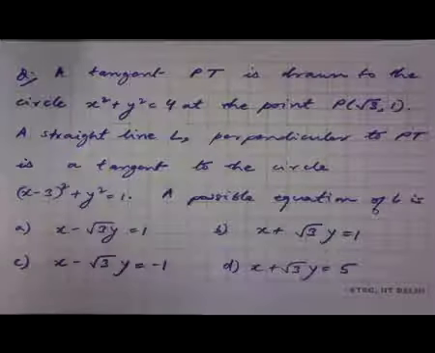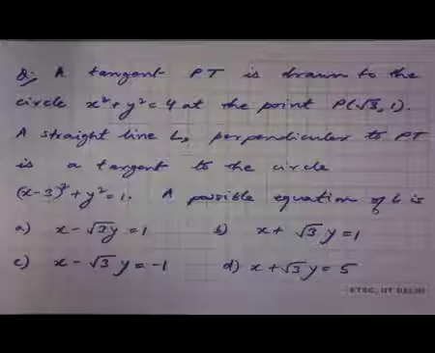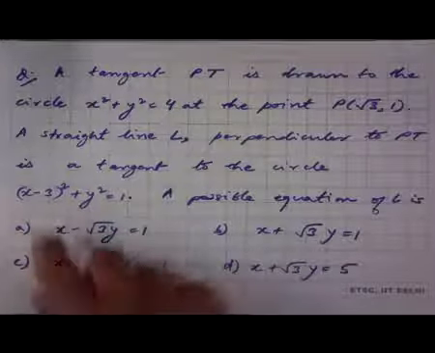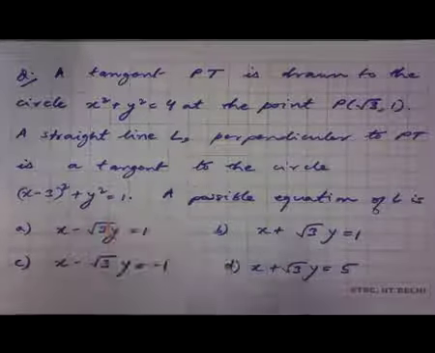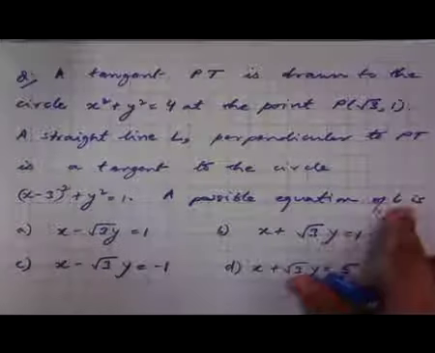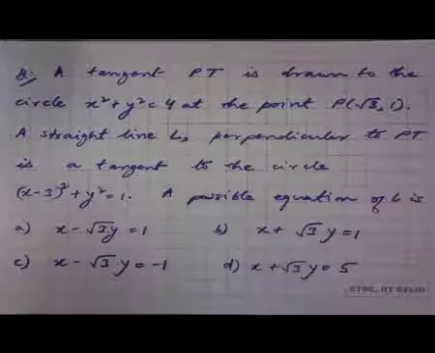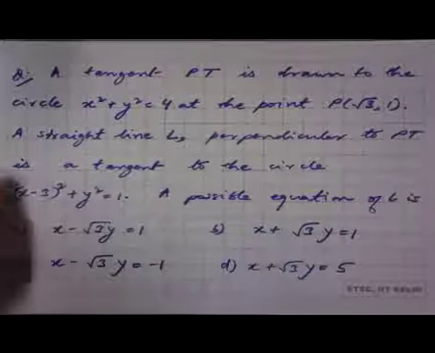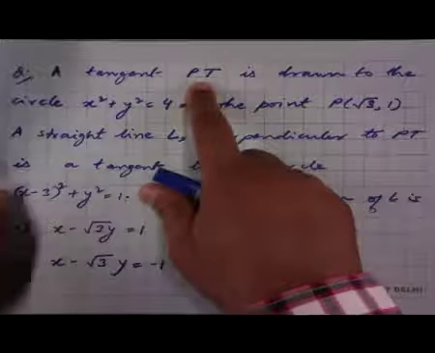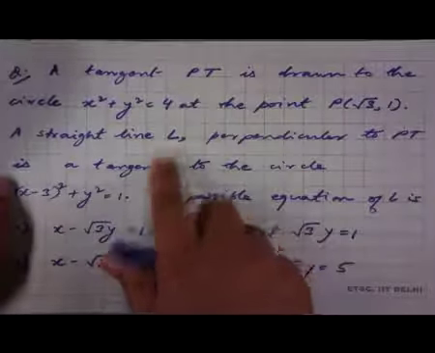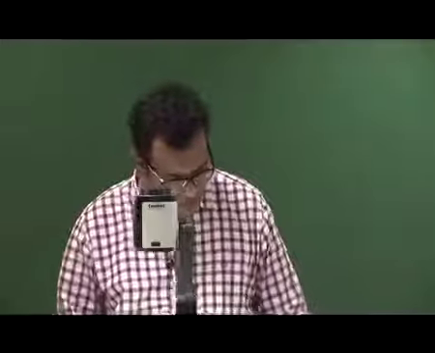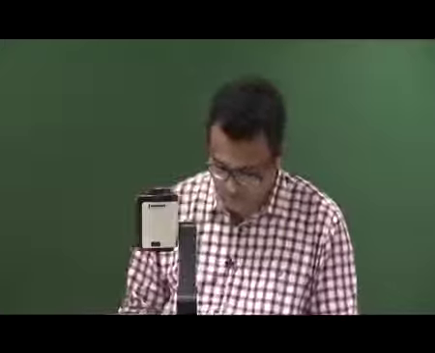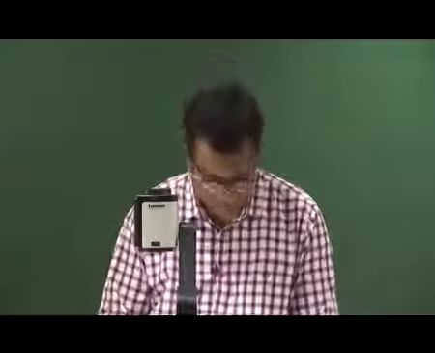A straight line L perpendicular to the tangent PT is tangent to another circle which is given by this equation, and we are asked what are the possible equations for this straight line L, which happens to be perpendicular to the first tangent, but the straight line L itself is a tangent to some other circle. So, let us try to explain this through a figure.